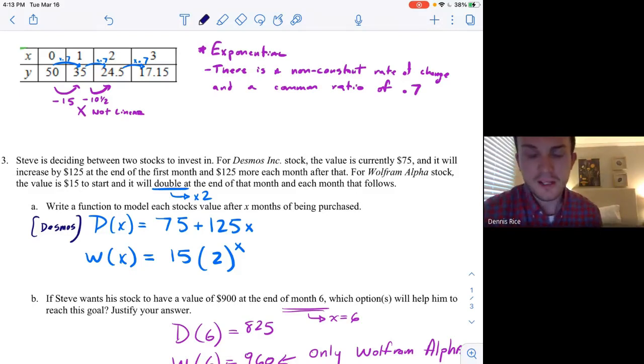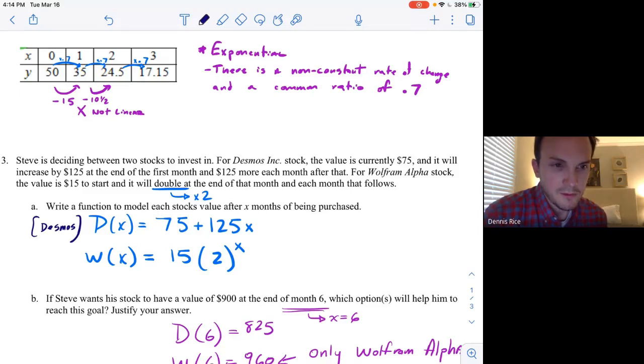Now, you don't need to make any adjustments here. You don't need to say x plus 1, x minus 1, like that virus problem, because we're saying at the end of the first month. So there's no need for adjustments. There's not going to be any tricks or weird curveballs like that tomorrow, just like how this problem didn't have it. So those are our 2 functions.